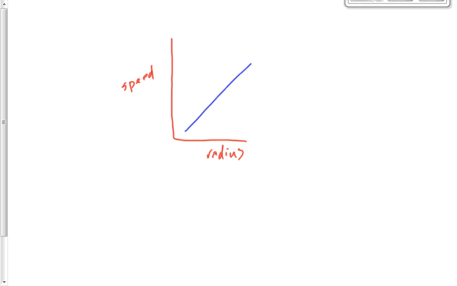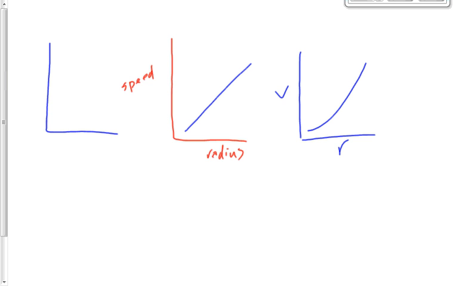If you get a graph that looks like this, then you're going to say that as r increases, v increases linearly. In other words, it's a linear relationship. As one doubles, the other one's going to double. If it looks like this, then you'd say as r increases, v increases by a factor of v squared. If it looks like this, you'd say as r increases, the speed decreases, and so on. Whatever your graph tells you, that's going to be the relationship that you're trying to find, going back to your problem.